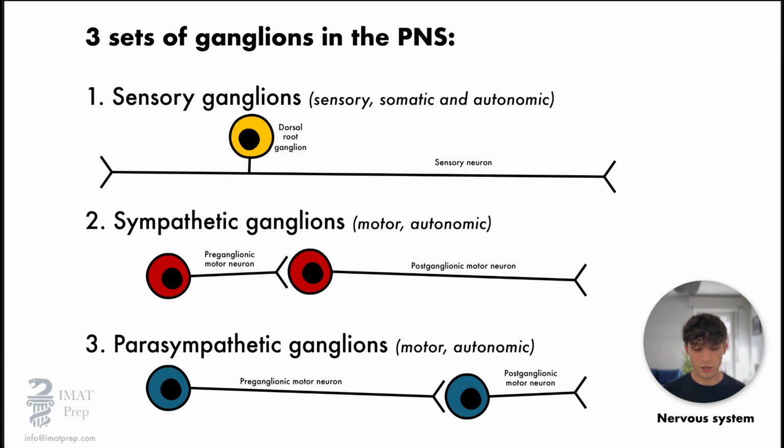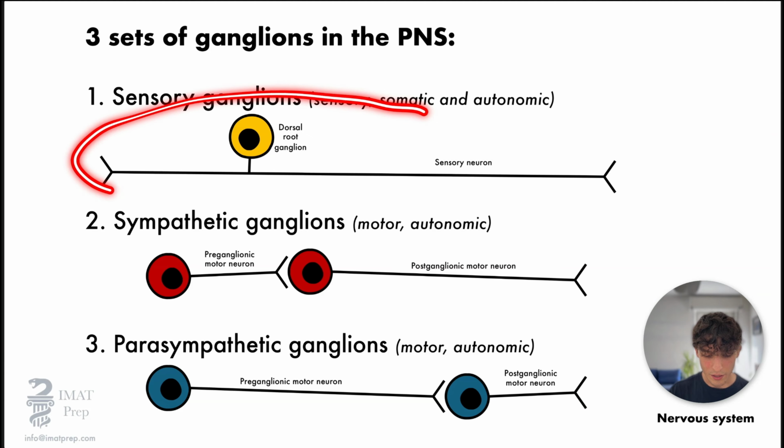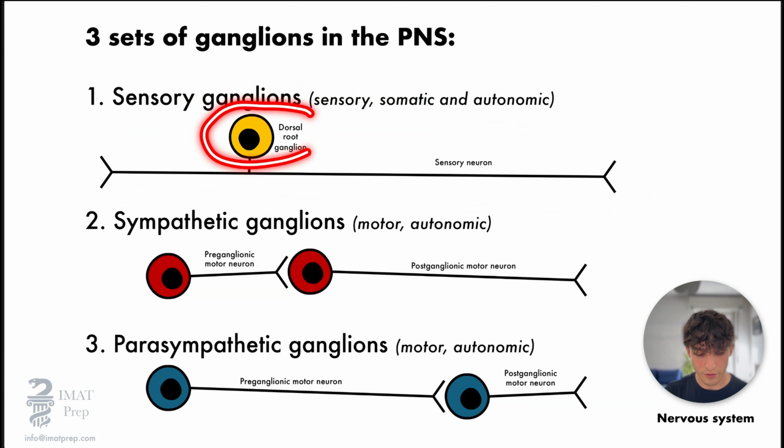So again, putting things together, sensory ganglions are made by pseudo-unipolar cells because they have their cell bodies a little bit out of the way. So these are found in the form of dorsal root ganglions, and these carry sensory information, both from the somatic nervous system and from the autonomic nervous system. And then we can find the sympathetic ganglions and the parasympathetic ganglions. Both of these are motor, and both of these are autonomic. And we have seen that both of these have a preganglionic neuron and a postganglionic neuron. The exit points differ, and where these ganglions are found also differ.